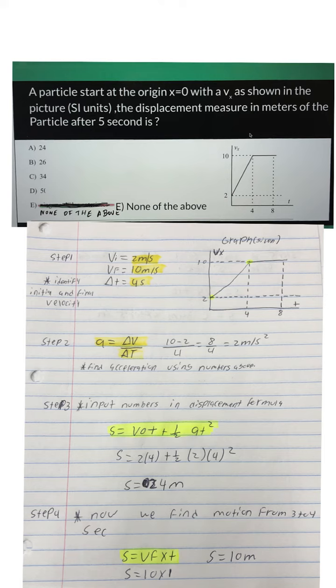Now in step 4, we find the motion from 3 to 4 seconds. We do this by using S equals V final times T. Once we do this, we see that S equals 10 meters.